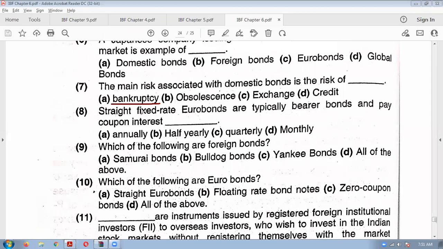Straight fixed bonds pay interest annually.